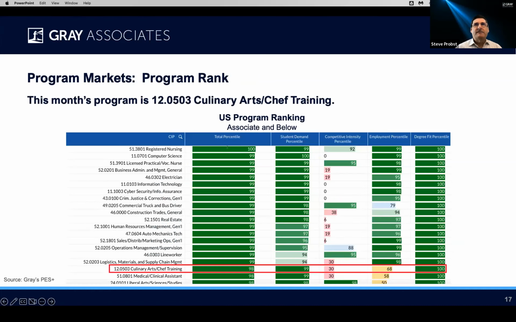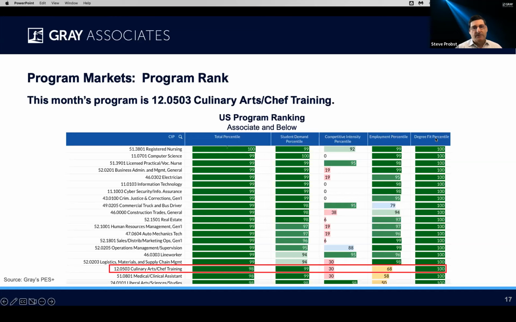So we're going to start right at the big question of how does this program compare to other programs? What you're looking at here is a program ranking. There are 1,500 programs in this list. This is the very top piece of it. What the program rank is doing is looking at 4 categories: student demand, competitive intensity, employment, and degree fit. I'll explain what each of those are. And then the combination, the sum of all of those. So behind all of these is a score, which we'll see in a minute.